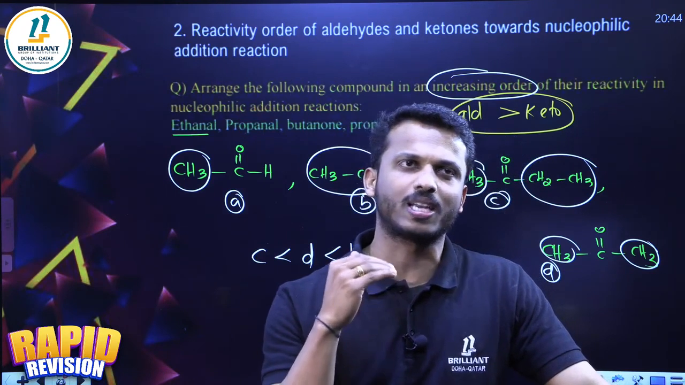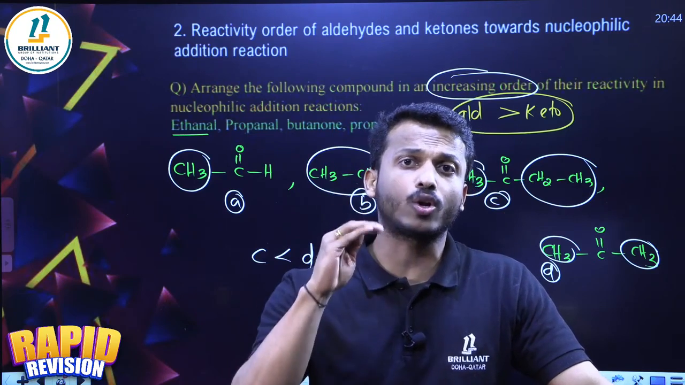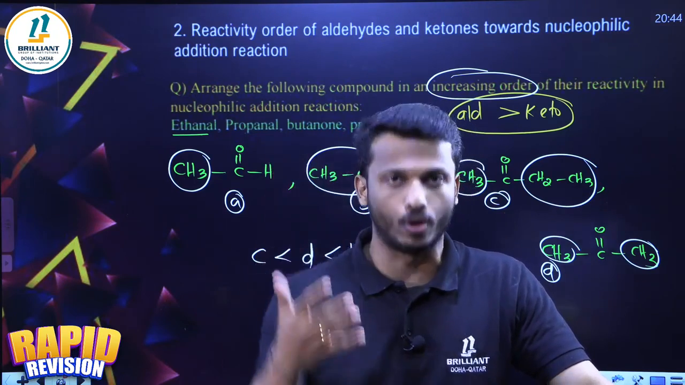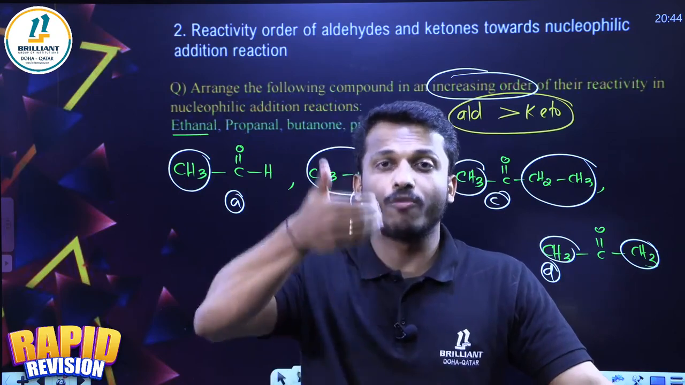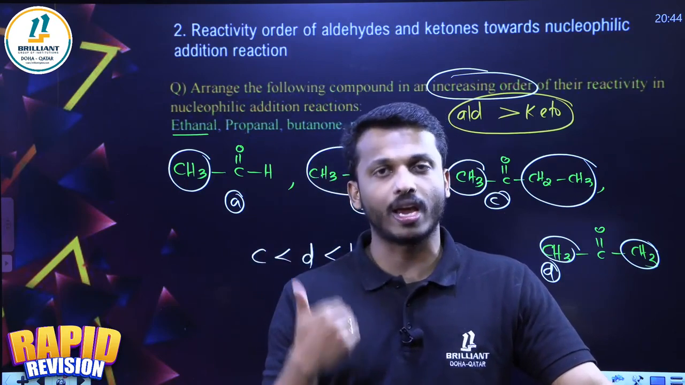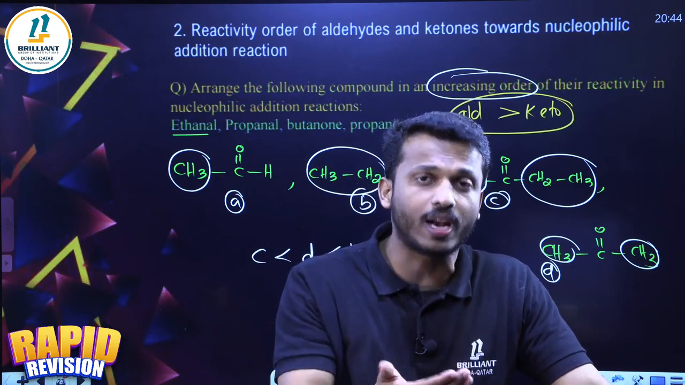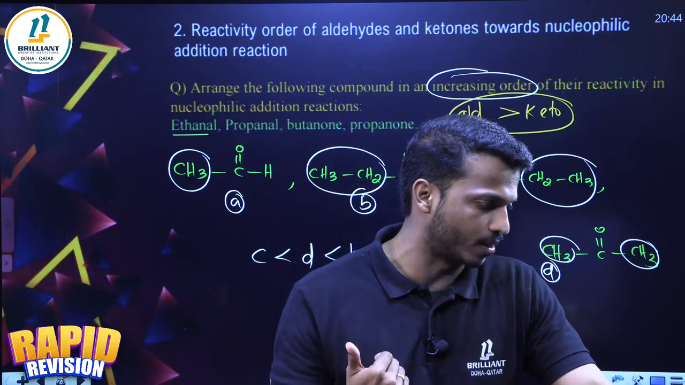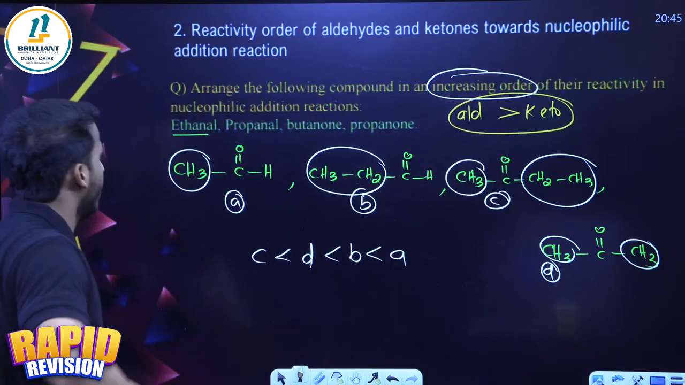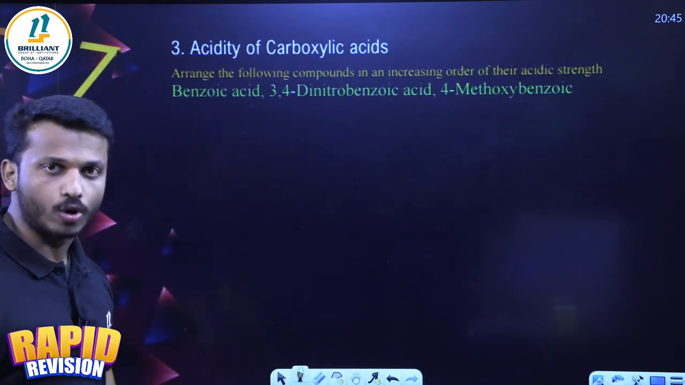Inductive effect is nothing but just remember this point. Electron donating groups are plus I groups, plus I effect. Electron withdrawing groups are minus I effect. Okay, right. Now next one, dear all, acidity of carboxylic acids.